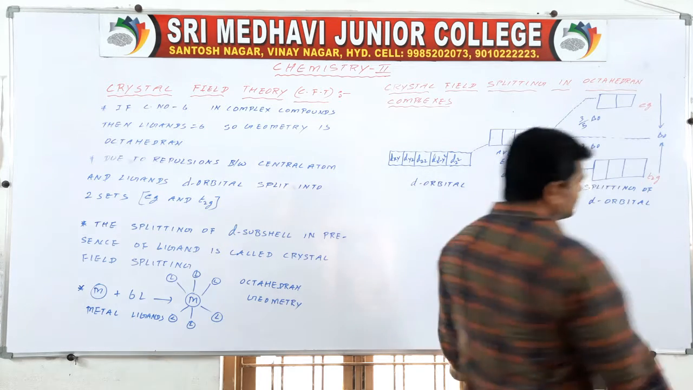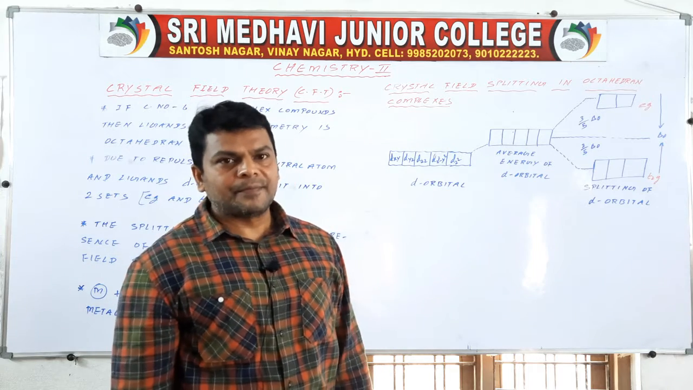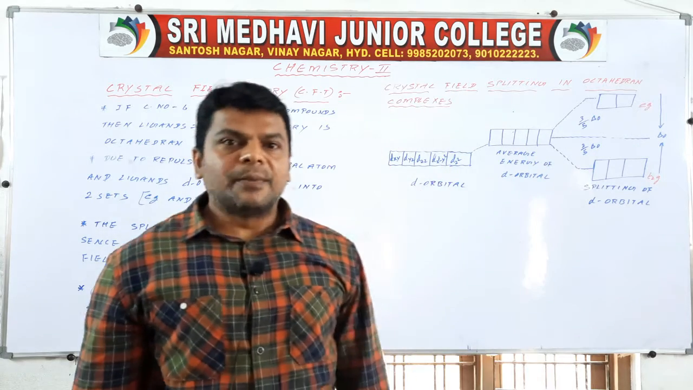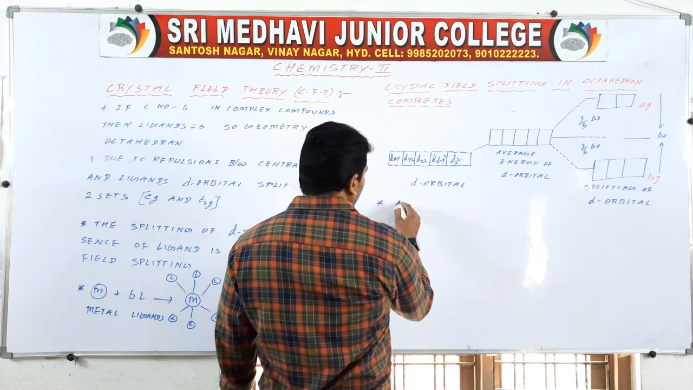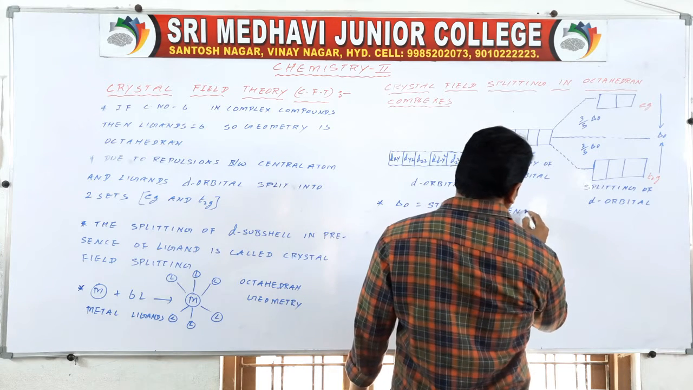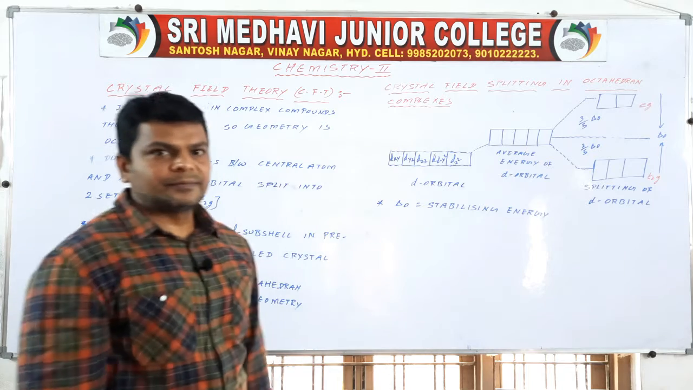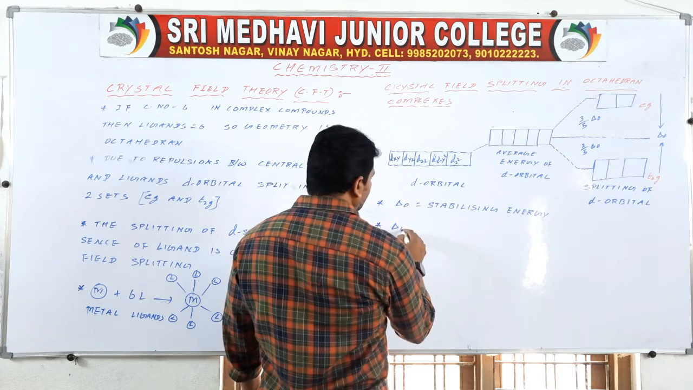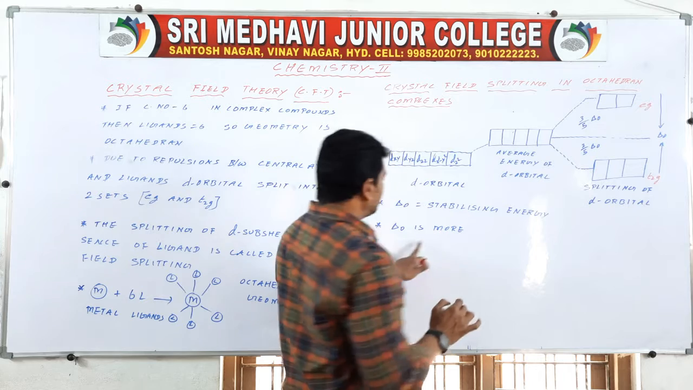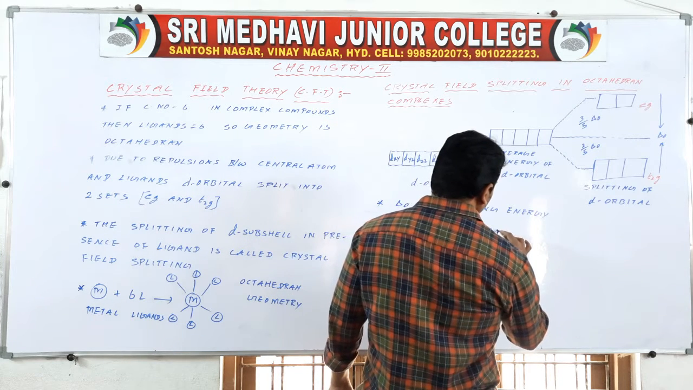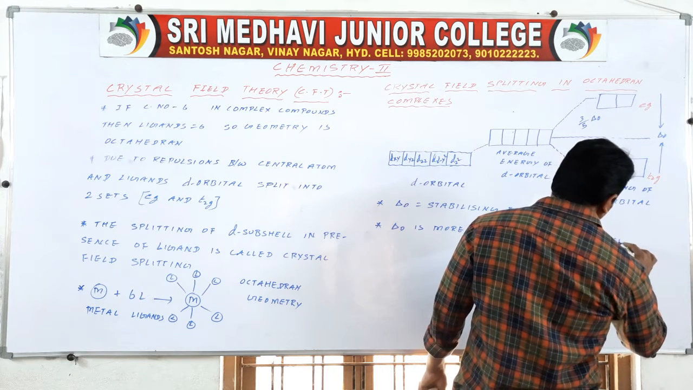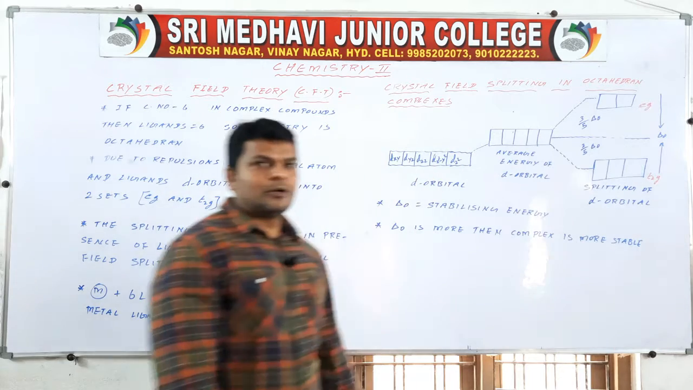Splitting of d orbitals is nothing but crystal field splitting. Here, delta naught equals the stabilizing energy. If delta naught is more, then the complex is more stable.